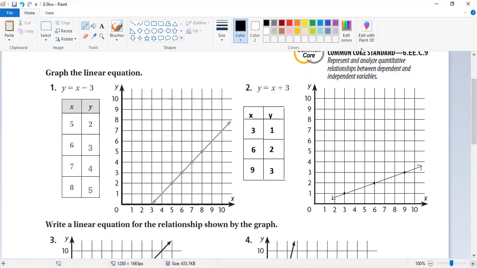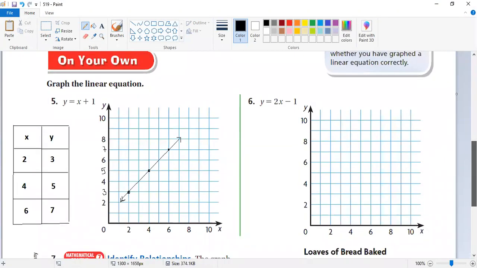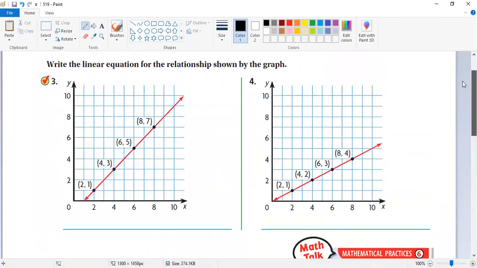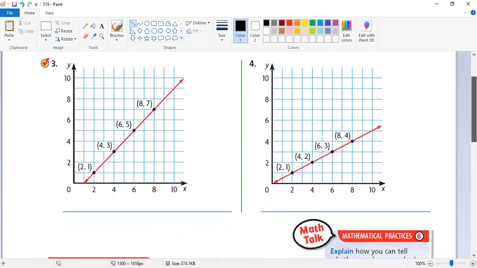So keeping this aside, now let's continue with our lesson. Let's go back to page 519, where I told you yesterday I will show you how to write the linear equations for the graphs. Now in this part of the lesson, they have given us the graph. You don't need to draw it. All you need to do is find out the equation, because the equation was not given.